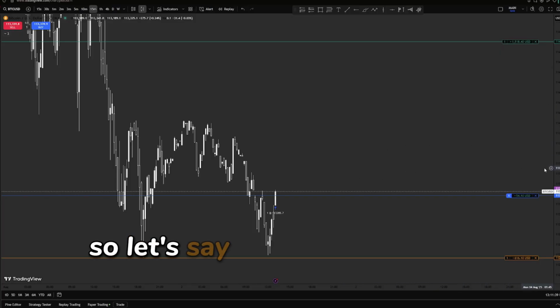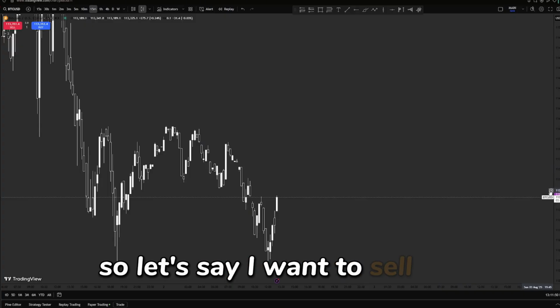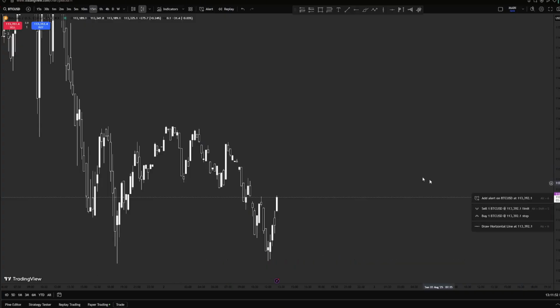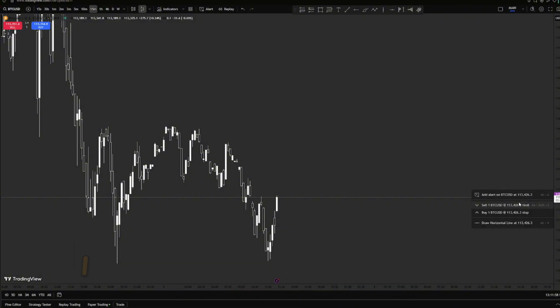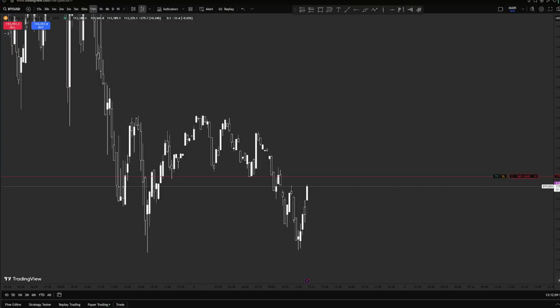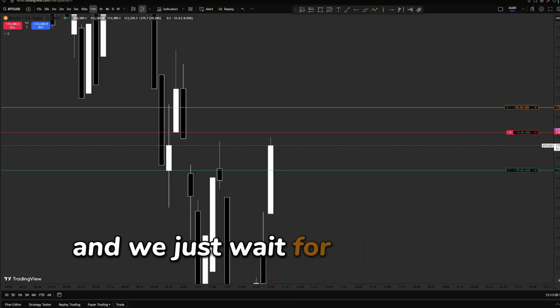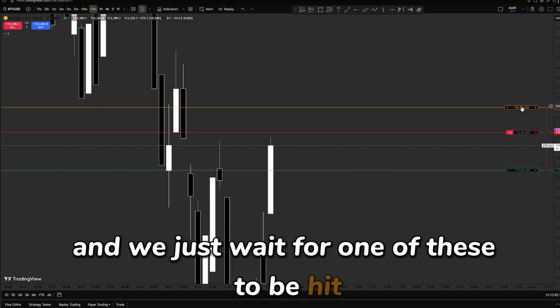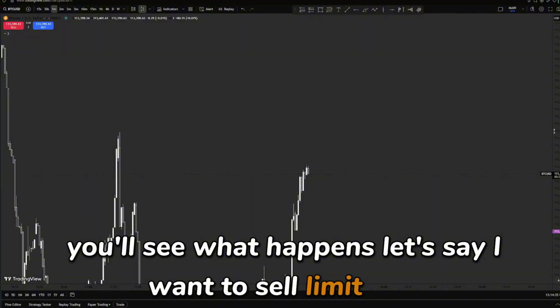So let's just get out of this trade. Let's say I want to sell here, but I don't want a market order. I want a set price. This is my price where I want to sell. I will go here and add a sell limit, and I'll wait for price to get up here. And we just wait for one of these to be hit. You'll see what happens.